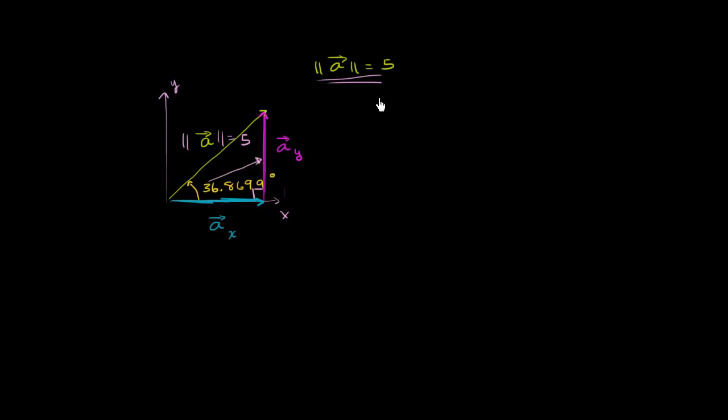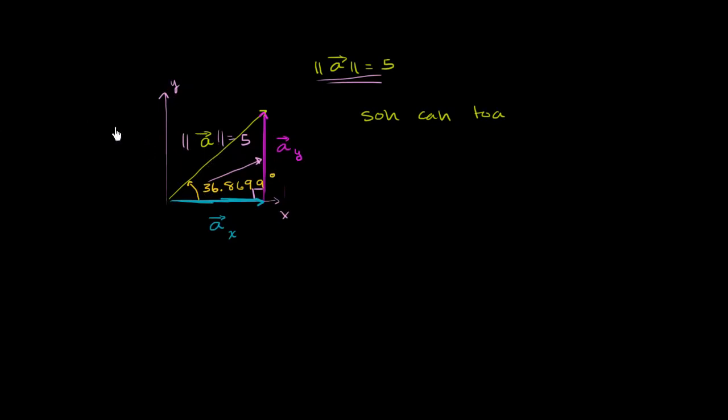And if we forgot some of our basic trigonometry, we can relearn it right now. SOHCAHTOA. Sine is opposite over hypotenuse. Cosine is adjacent over hypotenuse. Tangent is opposite over adjacent. So we have the angle, we want the opposite, and we have the hypotenuse.